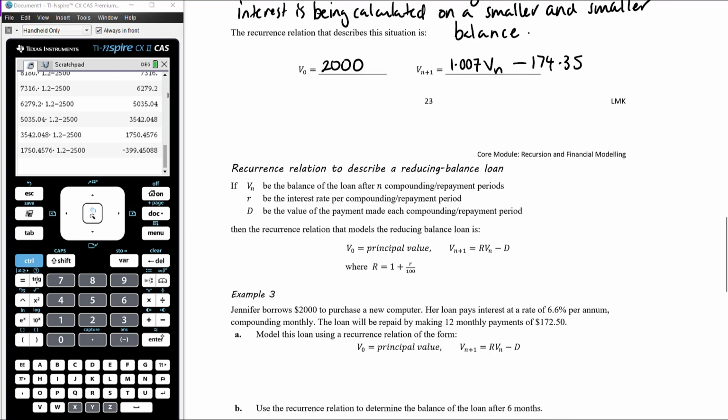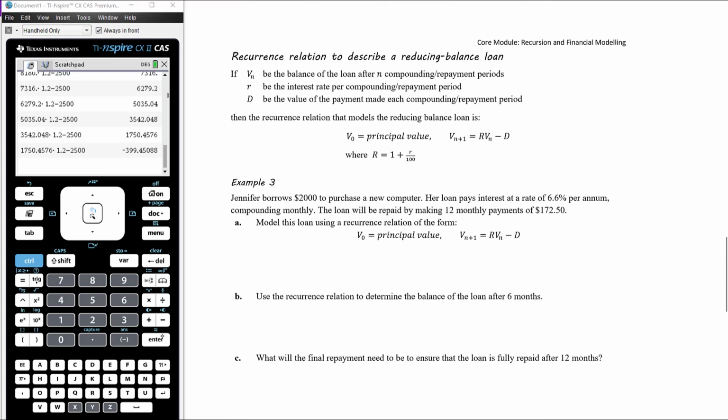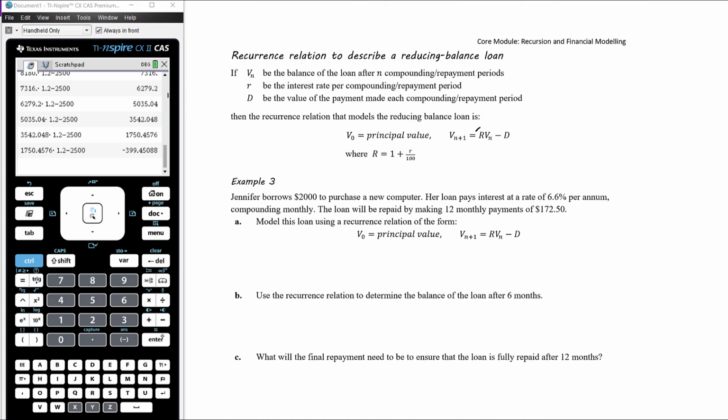Alright, so generally speaking, we could have our recurrence relation here. Our R value is going to be to do with our compound interest rate and the compounding period. Lowercase r is the interest rate per compounding repayment period, so we had to work that out as 0.7% per month in the previous example. And then to work out the multiplying factor, we do 1 plus r over 100, and then D is going to be our repayment value.